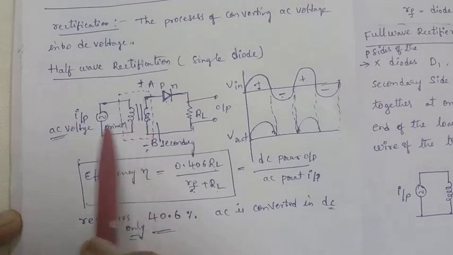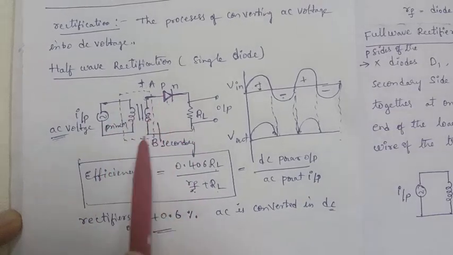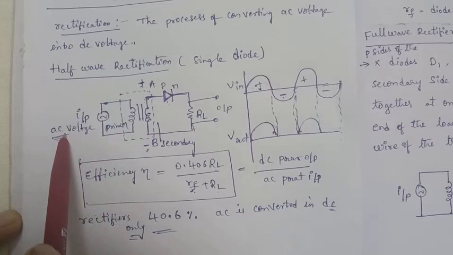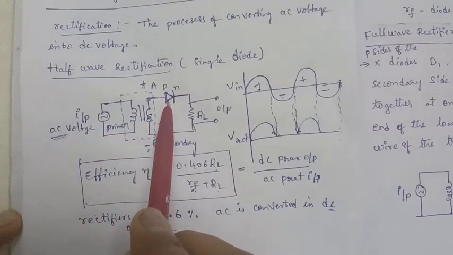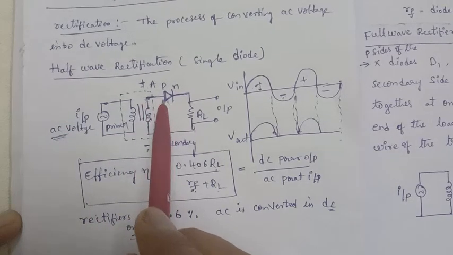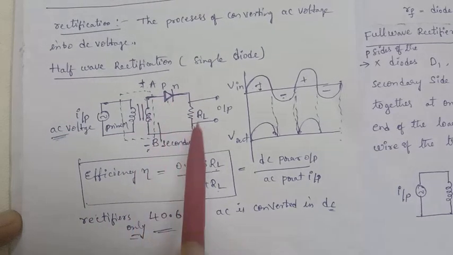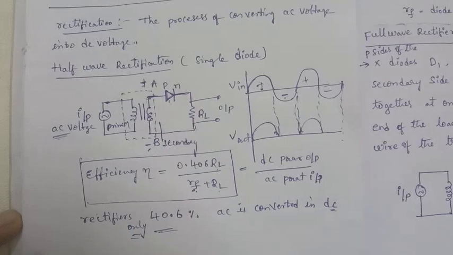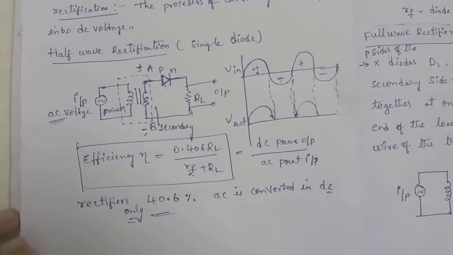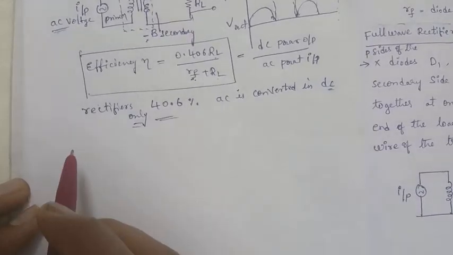So it is the construction part. It consists of a transformer. To the primary of the transformer we are giving the input voltage, and to the secondary part we are connecting the diode, and the diode is connected in series with the load resistance. This is the part about the half wave rectification. And next we will go for the full wave rectification.